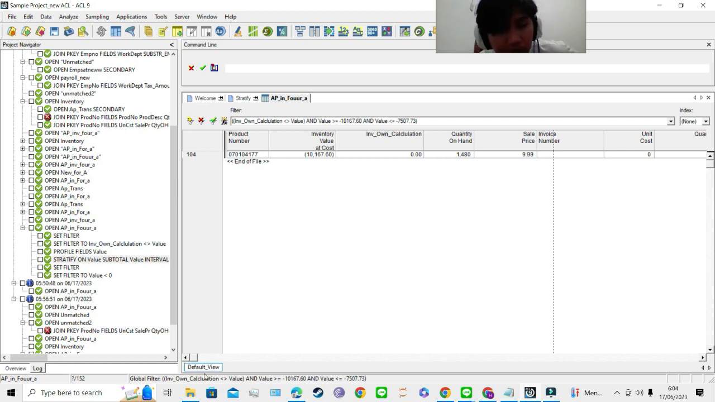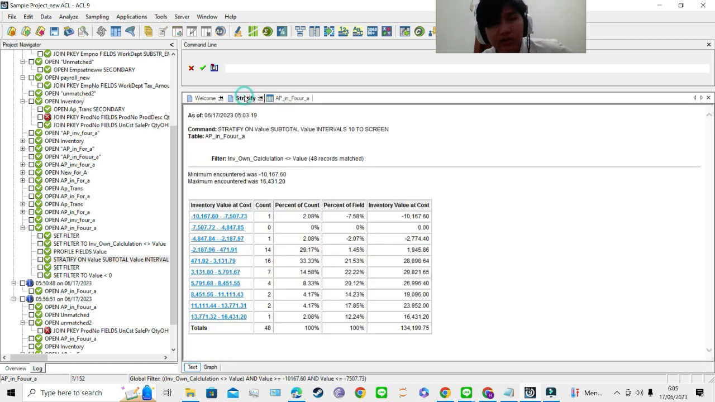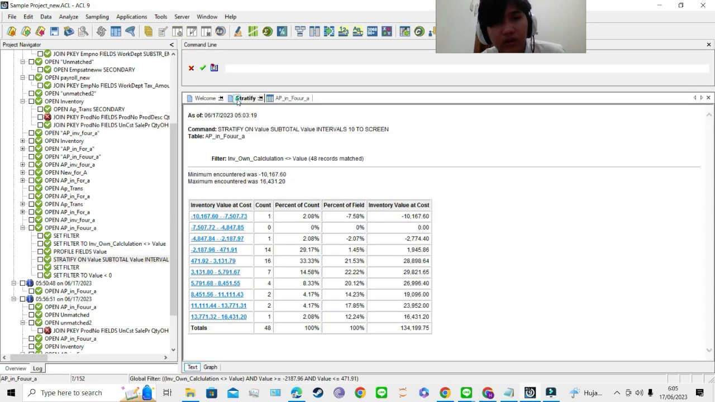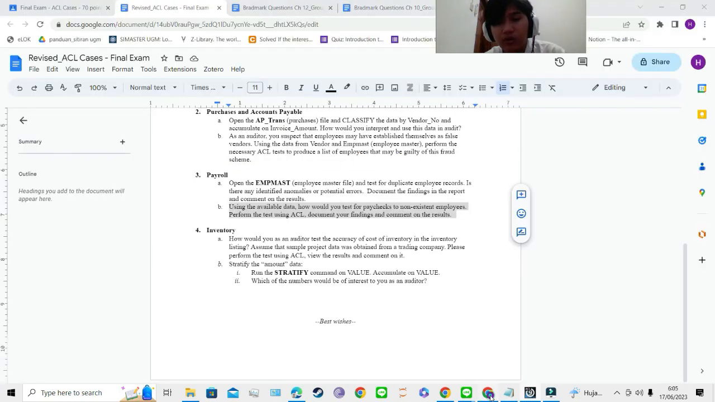because if the number is negative, does it mean the inventory is returned or what? And that is why this abnormal value exists. It is kind of strange to exist in data, and there is another minus data here and here. Okay, that is for number 4B.